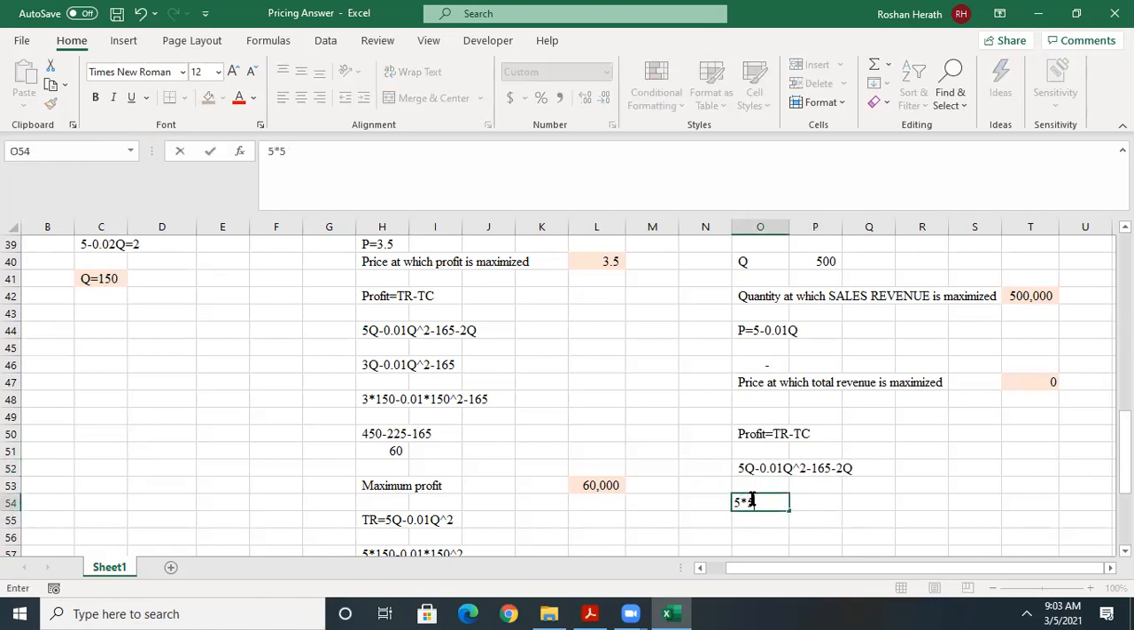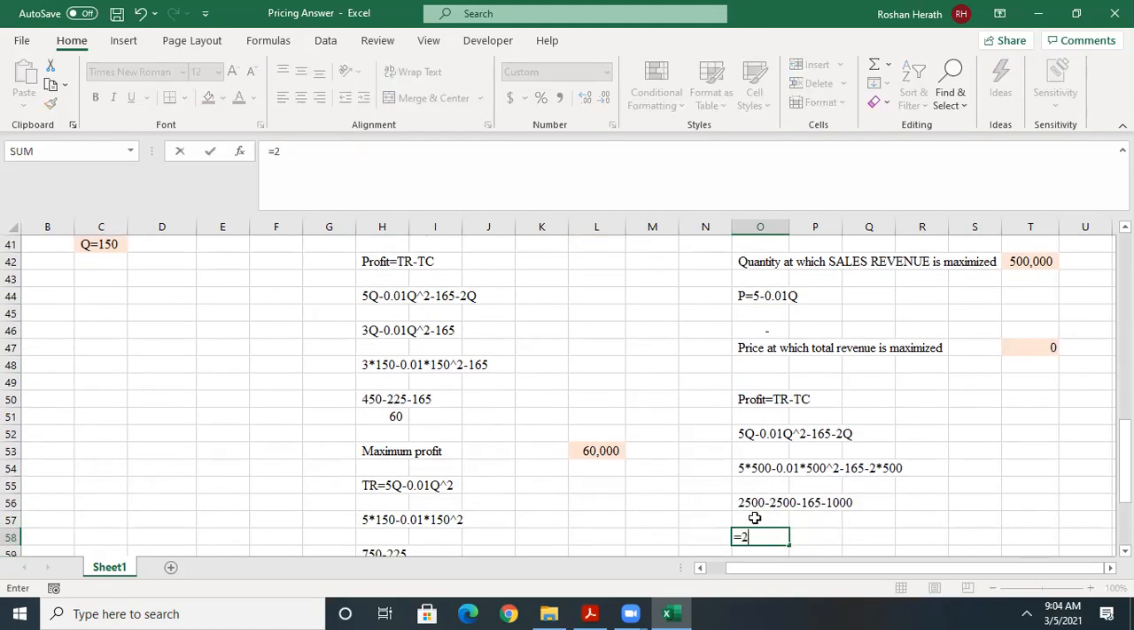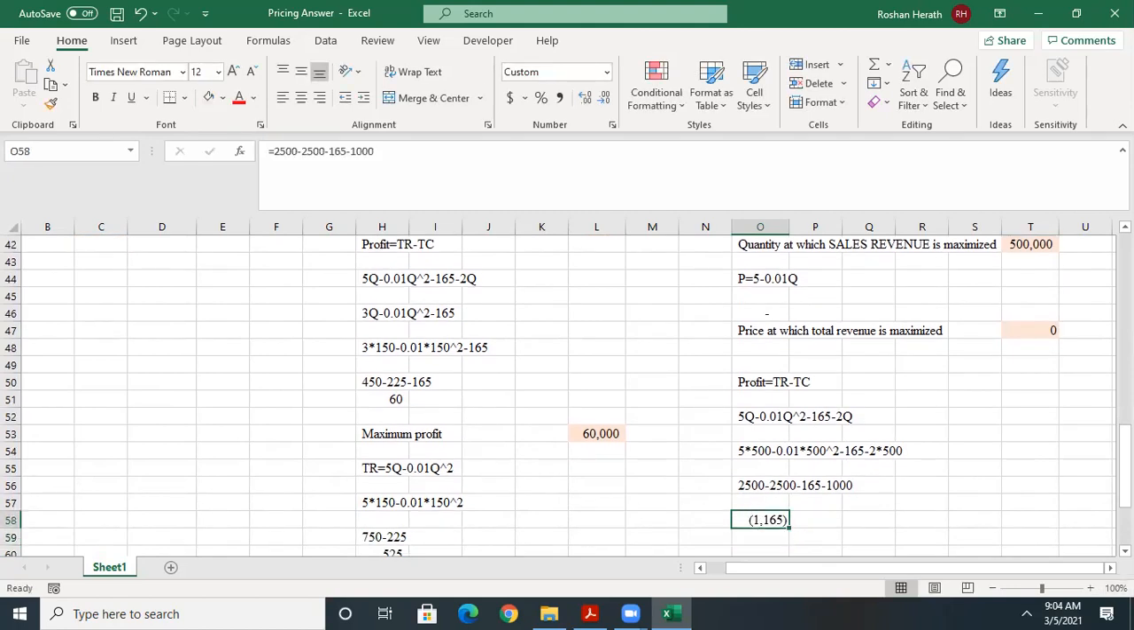So you can apply this 500 over there: 5 into 500 minus 0.01 into 500 to the power 2 minus 165 minus 2 multiplied by 500. Once you apply that, 5 into 500 is 2,500, right? 2,500 minus 500 to the power 2, which is 250,000 multiplied by 0.01, 2,500, minus 165, minus 2 into 500, it's 1,000. So 2,500 minus 2,500 minus 165 minus 1,000, it's going to be a loss of 1,165.